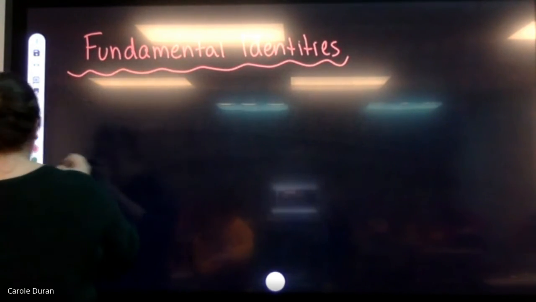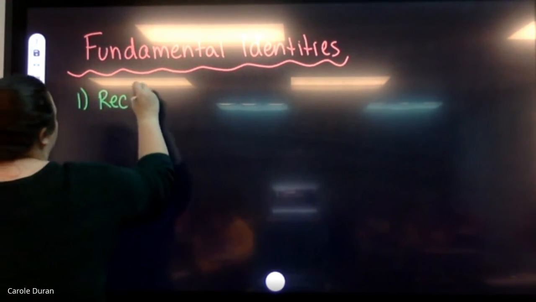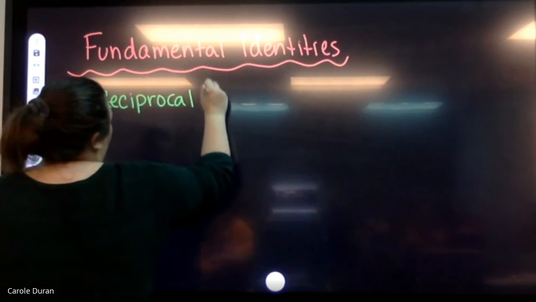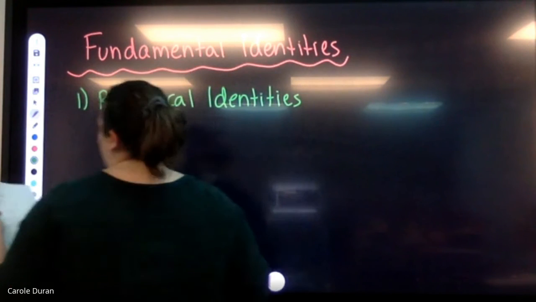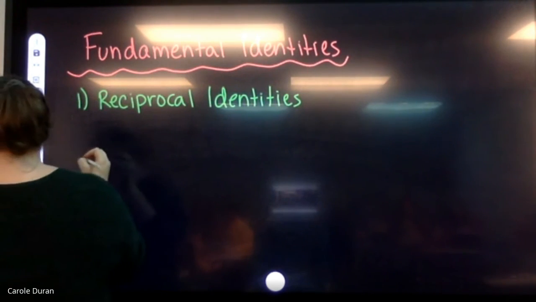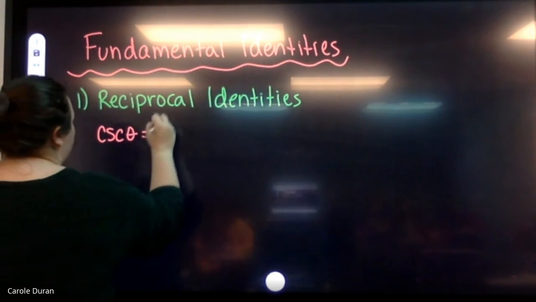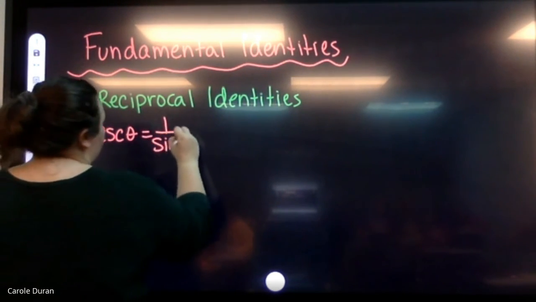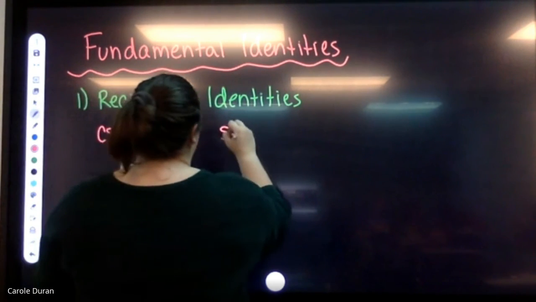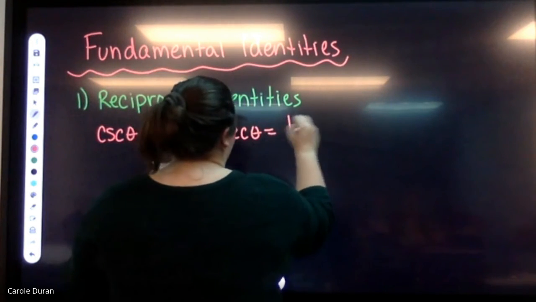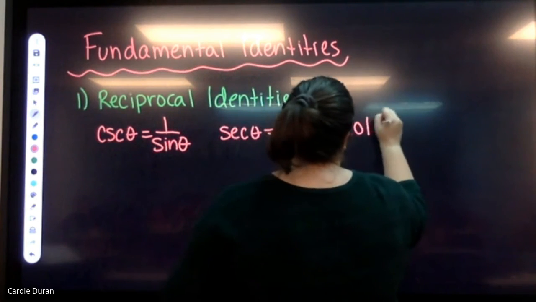My first set of fundamental identities are our reciprocal identities, which we kind of already covered, which is awesome. Our reciprocal identities are that cosecant of theta is equal to 1 over sine of theta. Similarly, secant is equal to 1 over cosine. And cotangent is 1 over tangent.